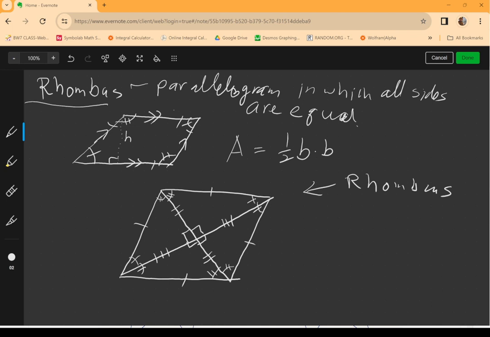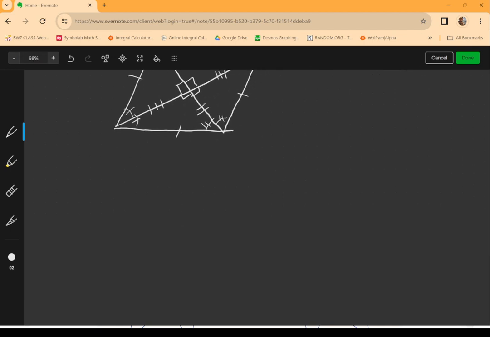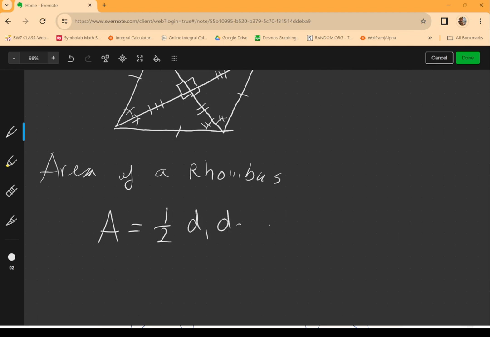So as it turns out, using the area formula for these little triangles themselves, the rhombus also has another formula besides the parallelogram formula. So the area of a rhombus can be calculated by the formula 1/2 d1 d2, where these values d1 and d2 are the lengths of the diagonals.